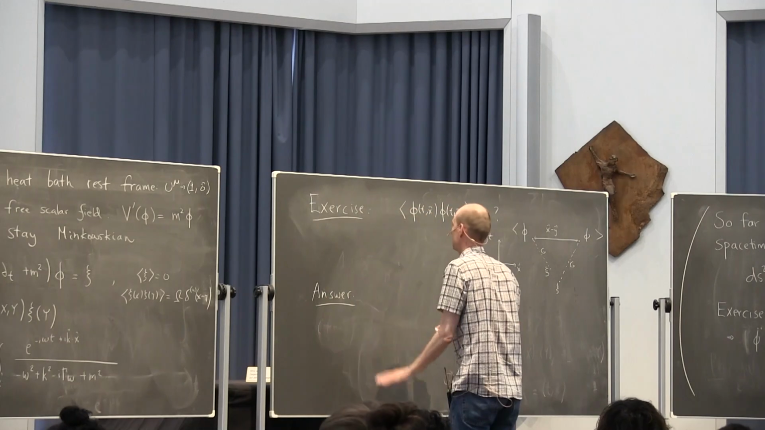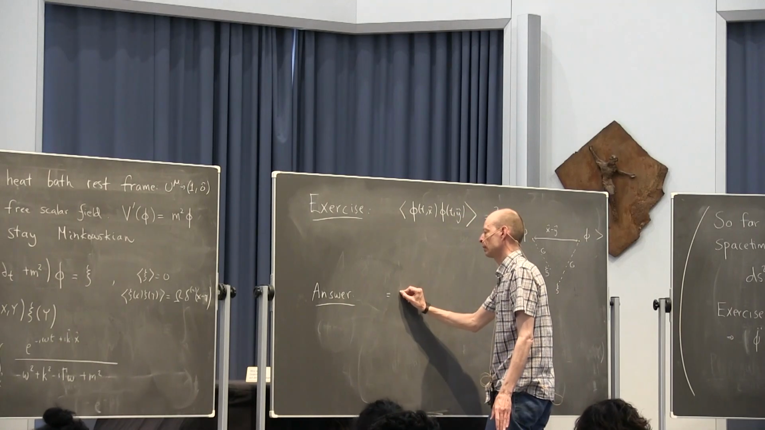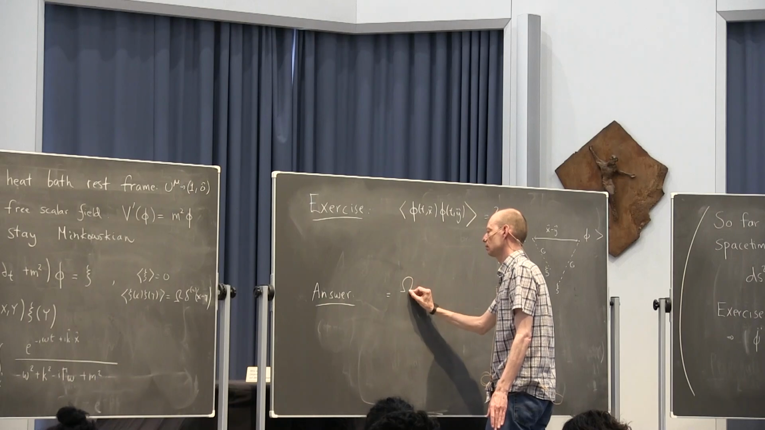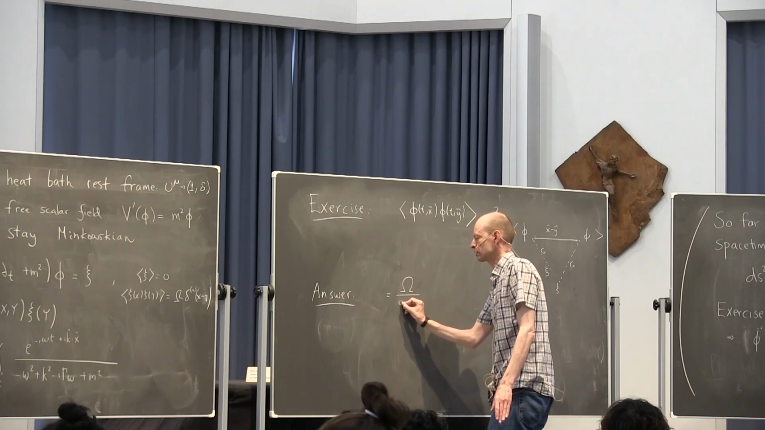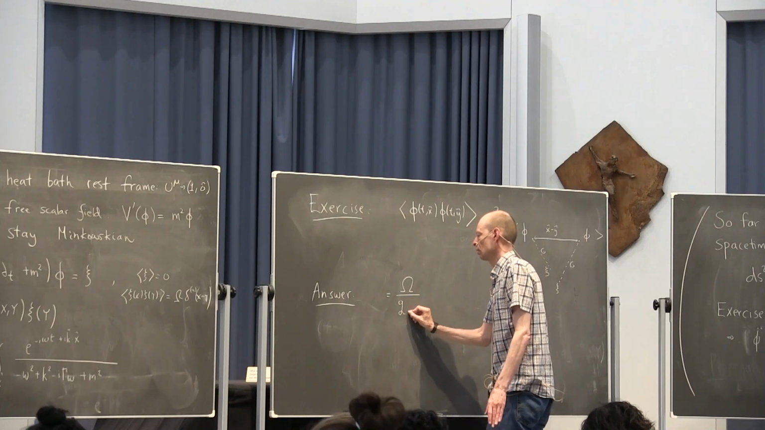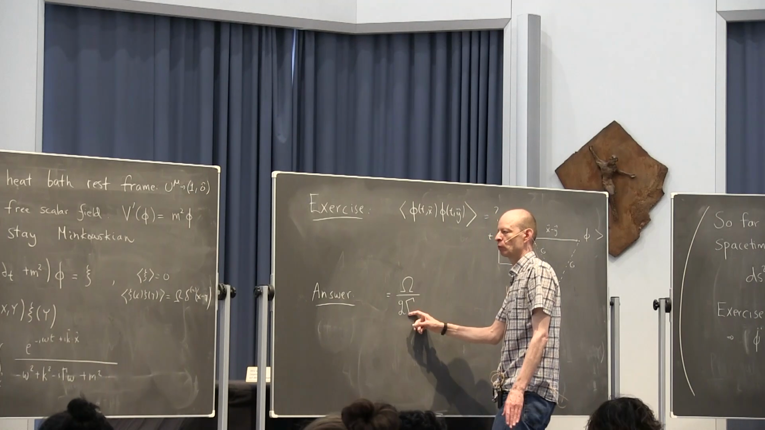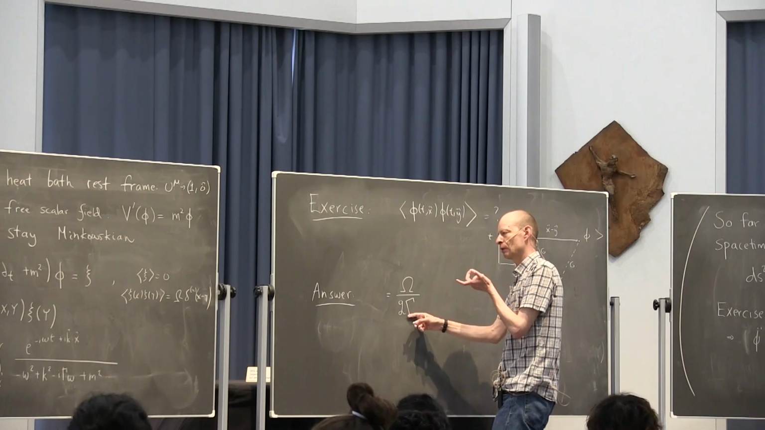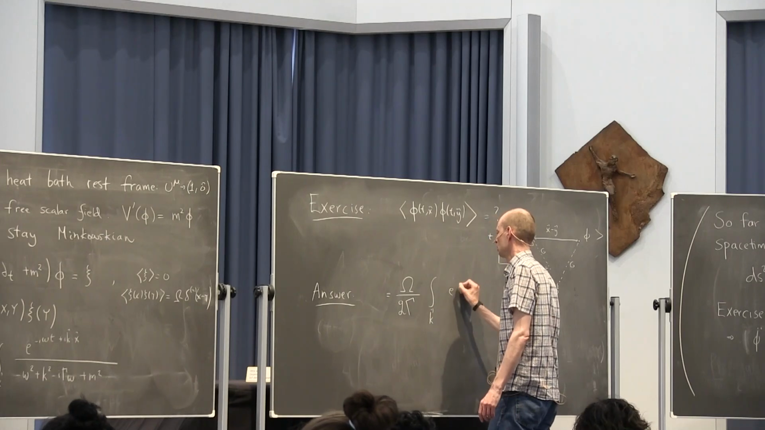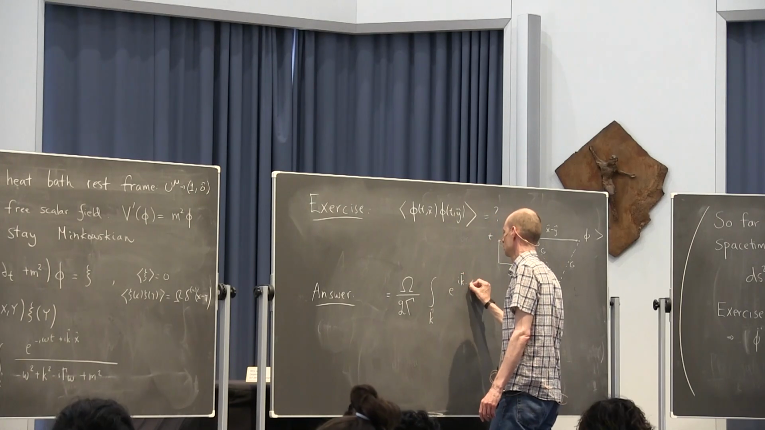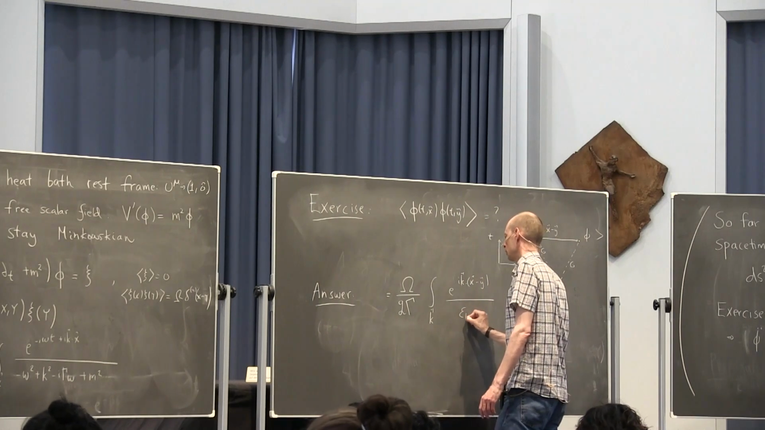The answer looks like this. It can be done. There are some integrals which are not quite obvious at first sight, but they can be done. Out comes omega divided by 2 gamma. That's already weird. We would think that you can take gamma to 0, but oops, there is 1 over gamma. And then k, epsilon, k squared.